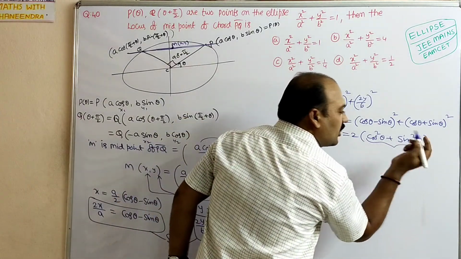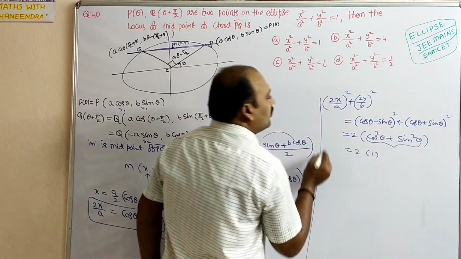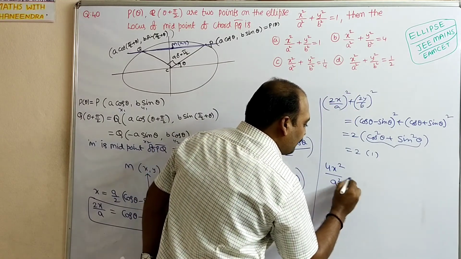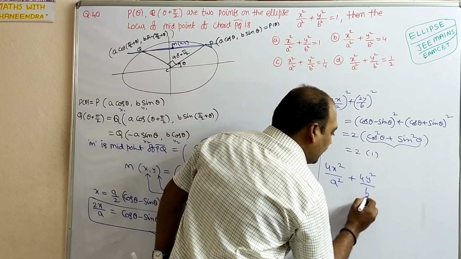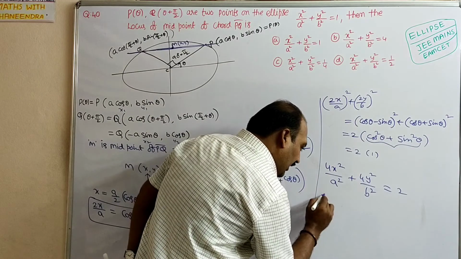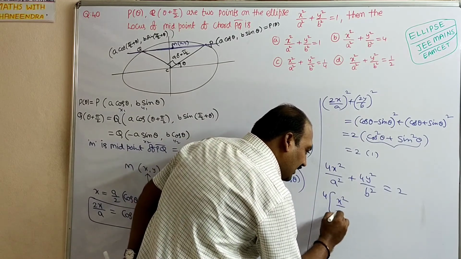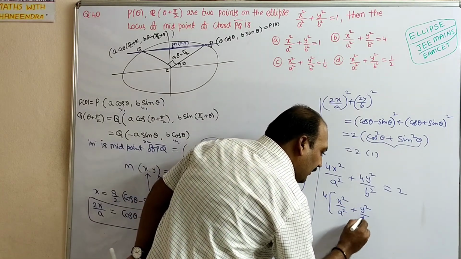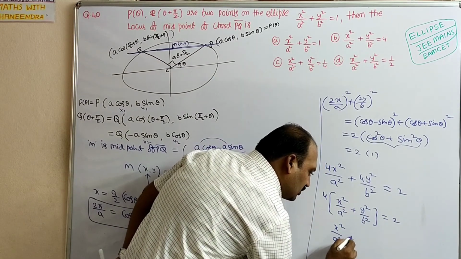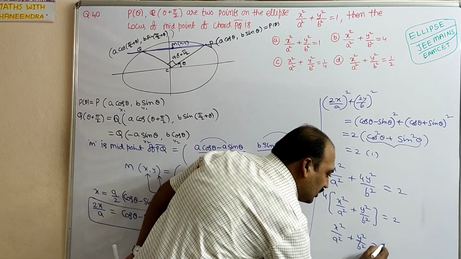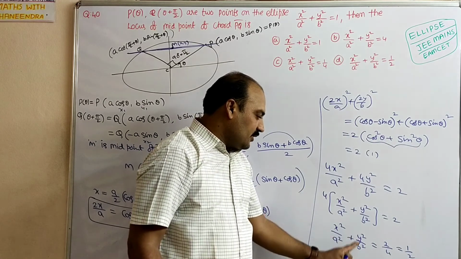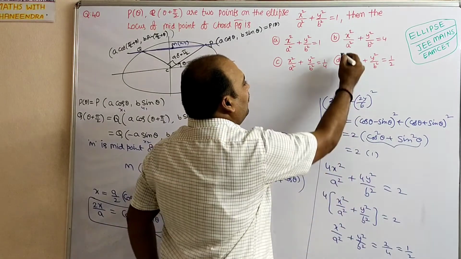So cos square theta plus sin square theta value is 1, so 2 into 1. So 2x whole square by a square, that means 4x square by a square, plus 4y square by b square is equal to 2. So here take 4 common: 4 into x square by a square plus y square by b square is equal to 2. So x square by a square plus y square by b square is equal to 2 by 4, which is 1 by 2. So x square by a square plus y square by b square equals 1 by 2, which is there in the fourth option.